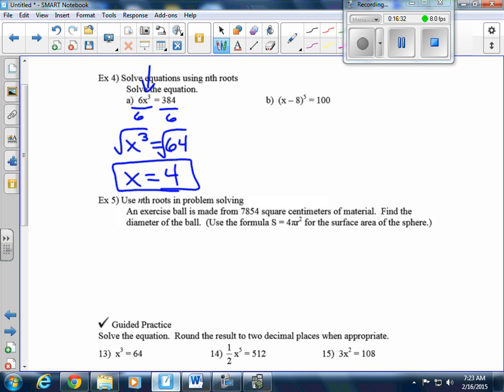Now, you can always check by plugging it in to make sure it works. 4 cubed is 64, and 64 times 6 is 384. So that is our solution. All right, jumping over to example B. Notice everything on the left side is raised to the 5th power. So what we're going to do right away is take the 5th root of both sides.